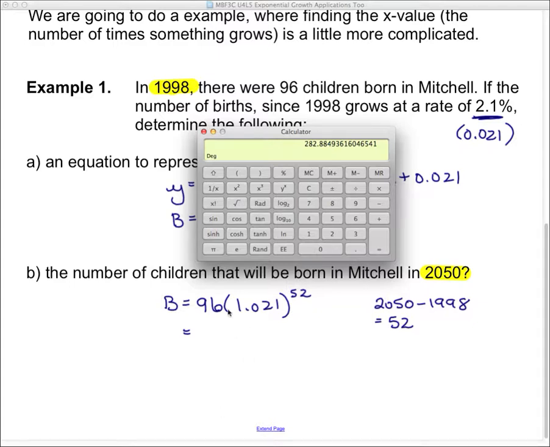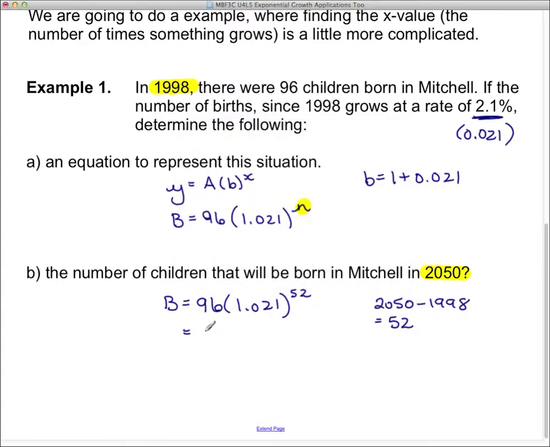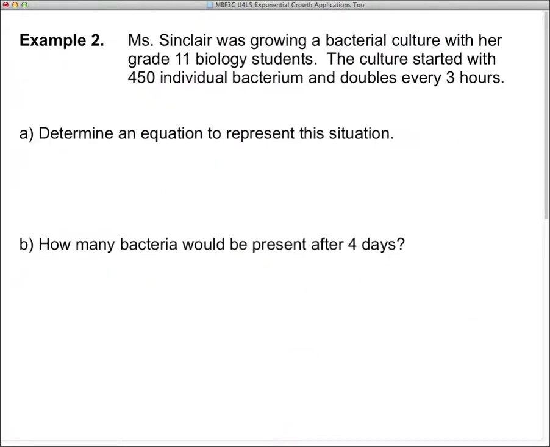We're not going to put in our little decimal point of a baby. So 283 births in 2050. Okay. So there, we've handled that one. Now let's go to the next one.